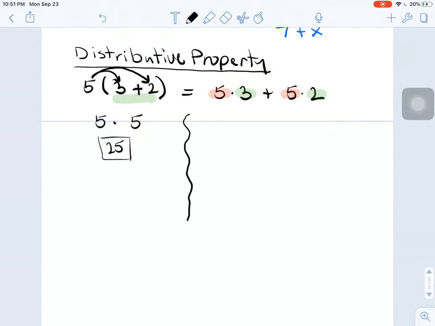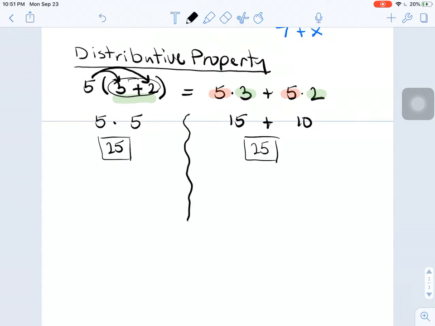Now, if we test this out, we could see that this still works. If we follow order of operations from here, 5 times 3 is 15. 5 times 2 is 10. 15 plus 10, still 25. So that's what the distributive property says. If I want to multiply by a sum of numbers where I'm adding, a different way I can do that is to multiply each number that I'm adding and then add the products.